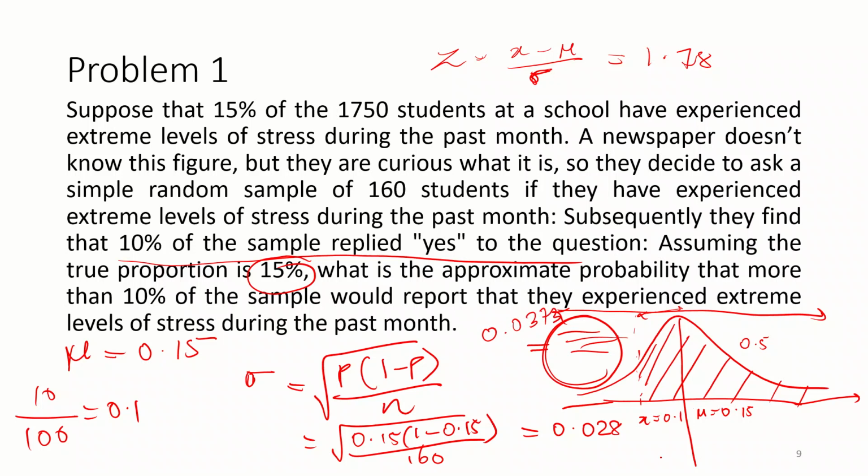Okay, now the answer will be 1 minus, because the whole area under the normal distribution is 1, minus only this. So it will be 0.9624 or 96%. So the answer will be 96%. So the probability that more than 10% of the sample would report that they experienced extreme levels of stress during the past month will be 96%.